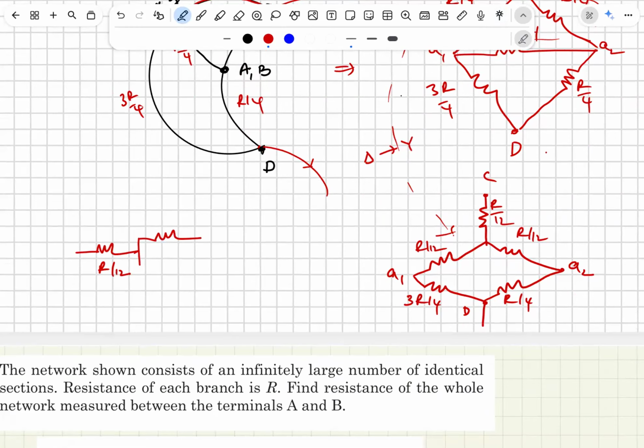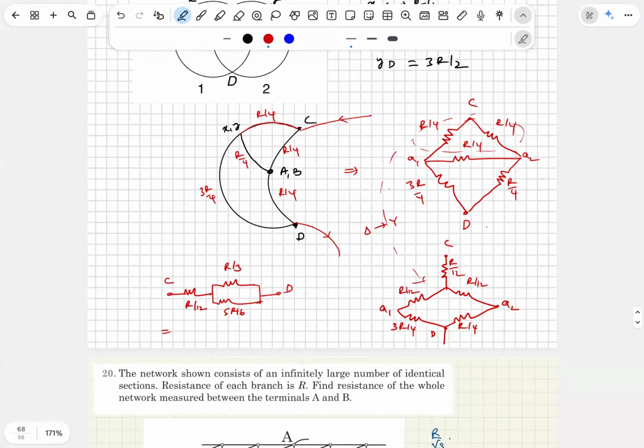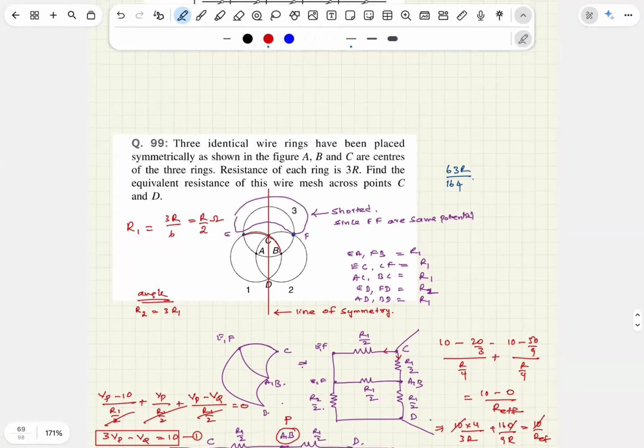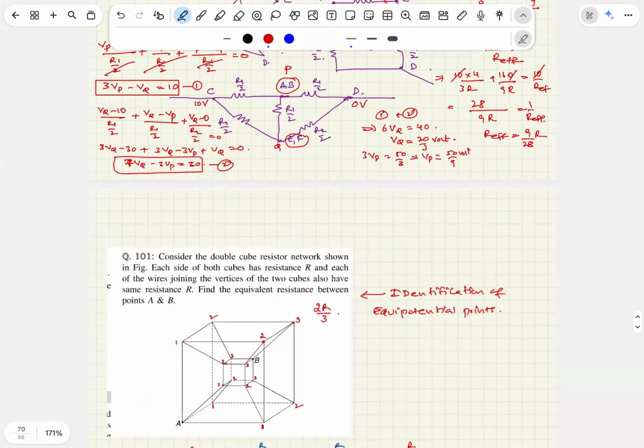R/12, R/4, R/3 next to it. 3R/4, R/4. Say I said R/12, 3R/4. Again this combination C, this is D. R/3, 5R/6, 2R/6, 5R/6, 5R/21 plus R/12. Right. This is the condition. 9/28 R should come. 9/28 R came here.